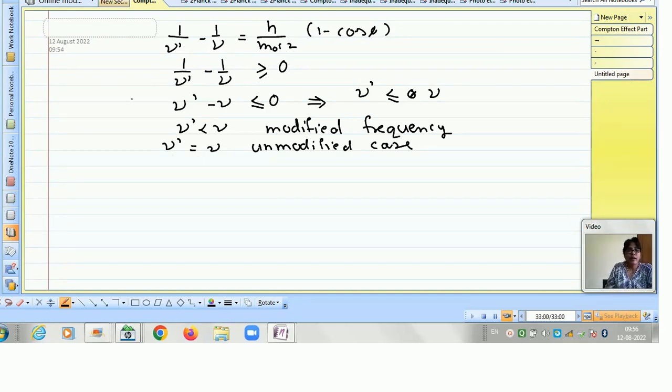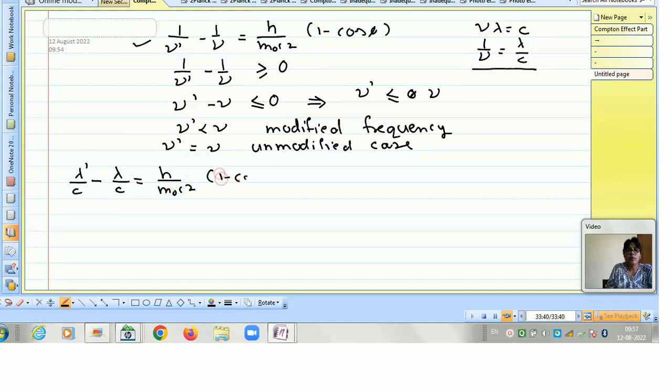And now let us derive similar things with lambda, the wavelength. So now put the value in terms of lambda. We have the relation that nu into lambda is equal to c, so 1 upon nu will be lambda by c. Now let us substitute this relation in this equation. What we are going to get is lambda dash upon c minus lambda upon c is equal to h upon m naught c square into 1 minus cos phi.